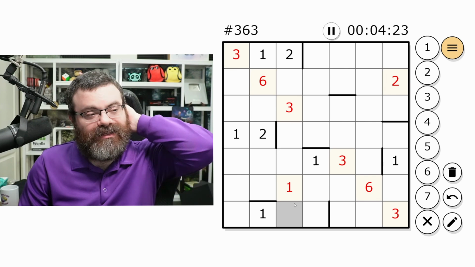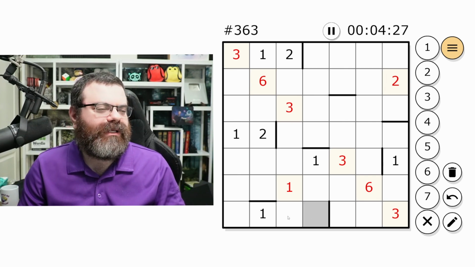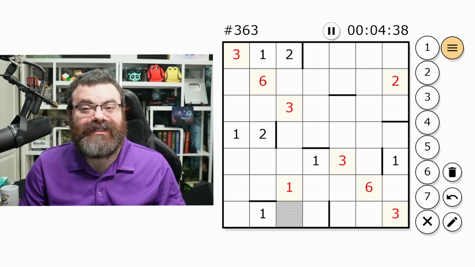But I'm seeing something else about this cell, which is, notice how this row maxes out at 4. We need 1, 2, 3, and 4. We already have the 1, so we need 2, 3, and 4. But this column already has a 2 and a 3 in it. So this is what's called a naked single.